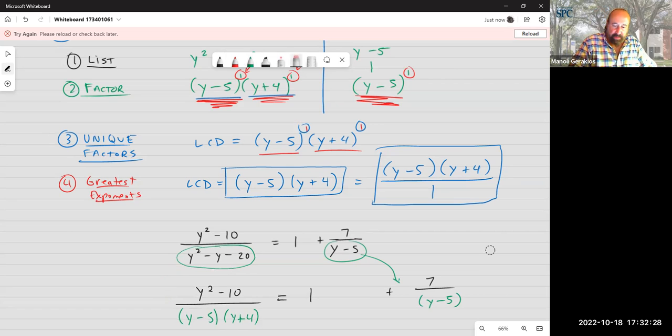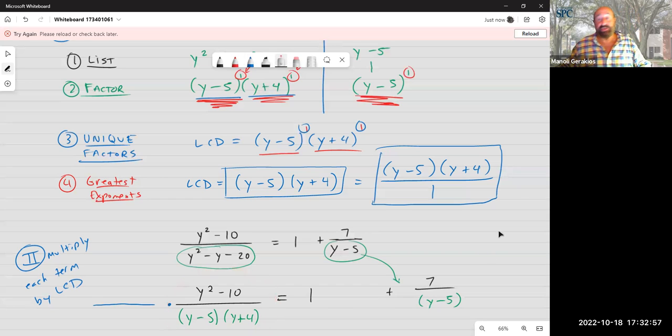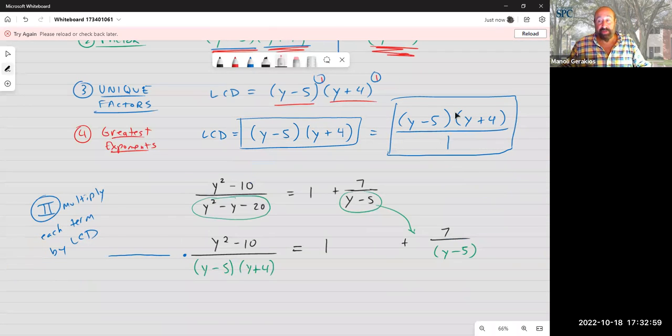One last thing. When we are trying to eliminate fractions, step 2 is we're going to multiply each term by the LCD. So here it comes. Ready? Times this term by the LCD. This first big term right here is a rational expression. It looks like a fraction. So I'm going to use the fraction appearance of the LCD. So here it comes. Y minus 5 times y plus 4 over 1.